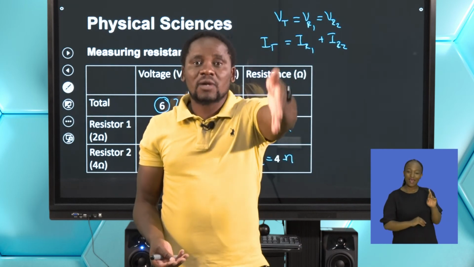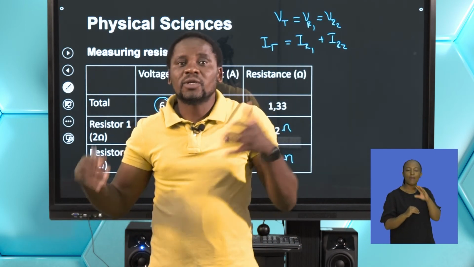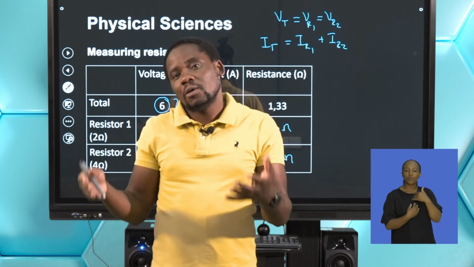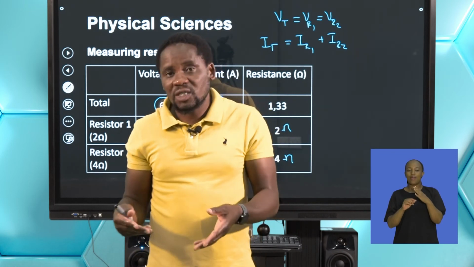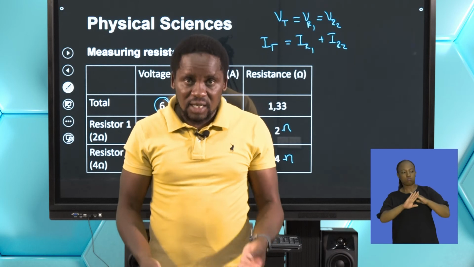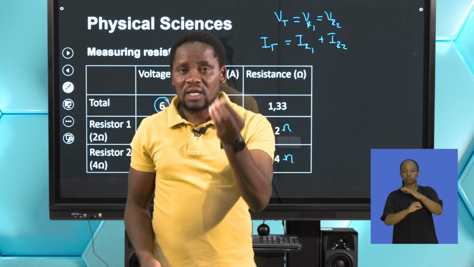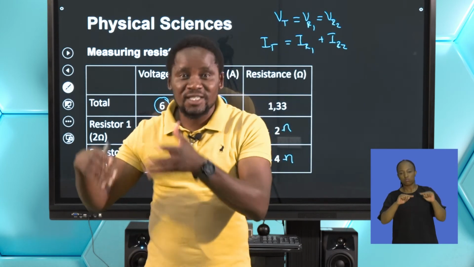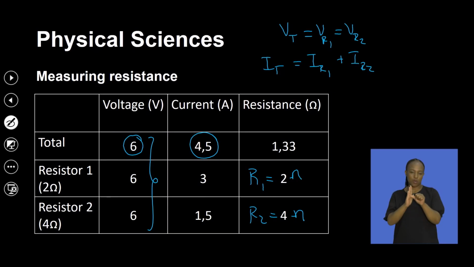Now, R1, which is 2 ohms, is less than the 4 ohms. What does that say to us? R1 provides lesser opposition to the flow of charge. Hence, it has a lower resistance. If there is lesser opposition to the flow of charge, there is more current because the opposition is lesser by comparison. So that's a very important observation.